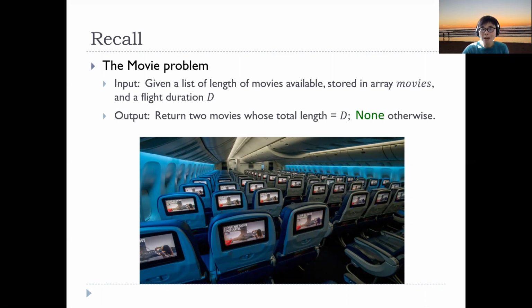Remember that earlier we mentioned the movie problem, where you're on a flight and you're given a list of movies whose lengths you know. The flight duration is D, and you want to find two movies whose total length is exactly D. Otherwise, you return none, because you don't want to waste any time, but you also don't want to be unable to finish a movie.